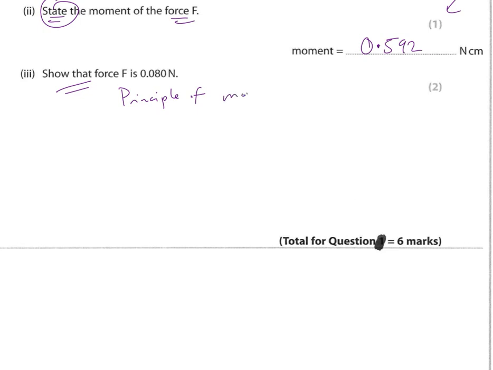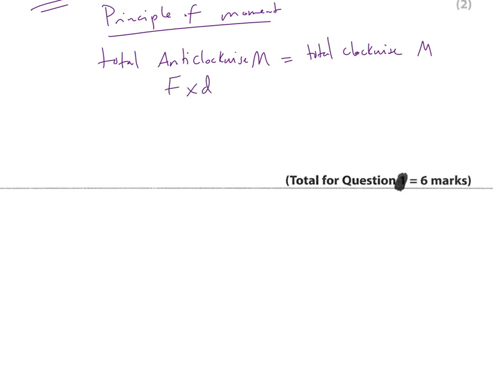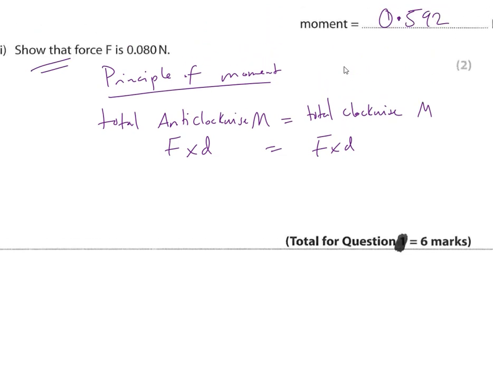of moment. So what does the principle of moment tell us? The principle of moment tells us that the total anti-clockwise moment is equal to the total clockwise moment. So F times d was equal to F times d. Anti-clockwise and clockwise. Now, how does anti-clockwise look? Anti-clockwise looks like this. It's going to go the other way. Clockwise is going just like the clock.